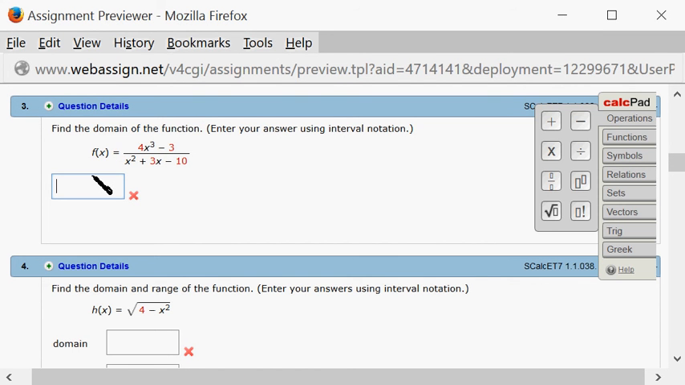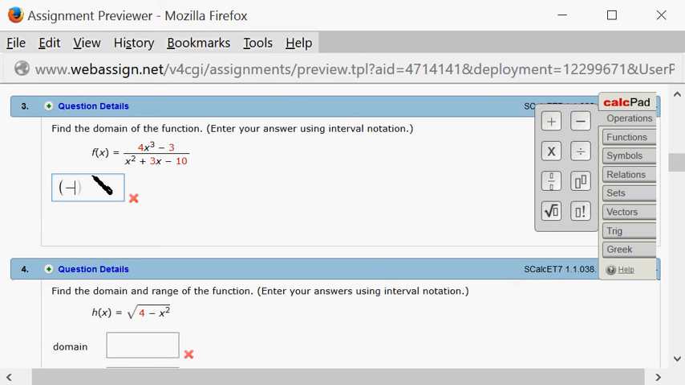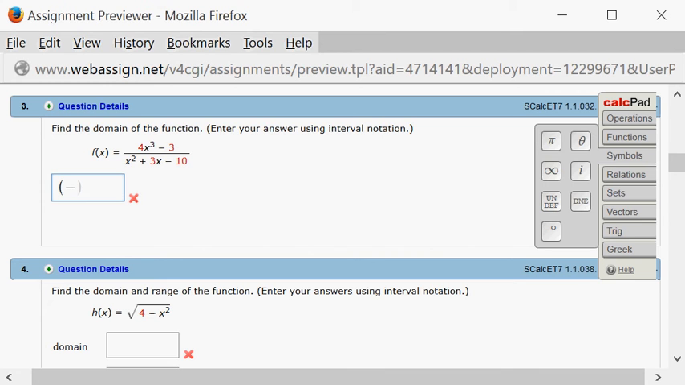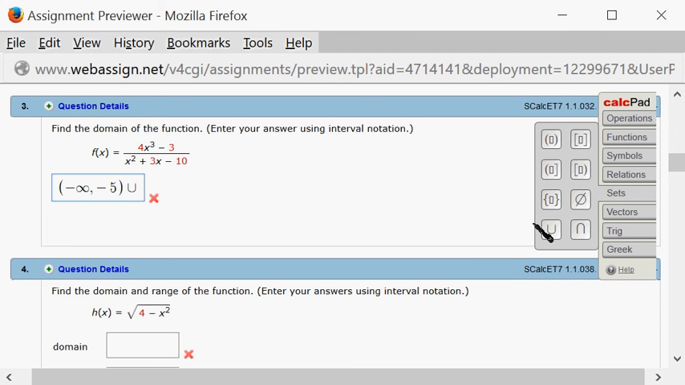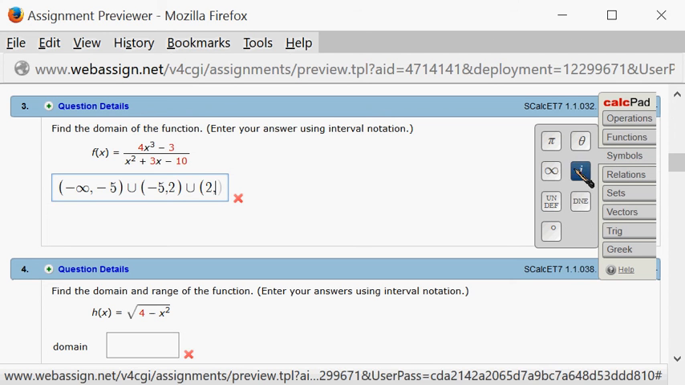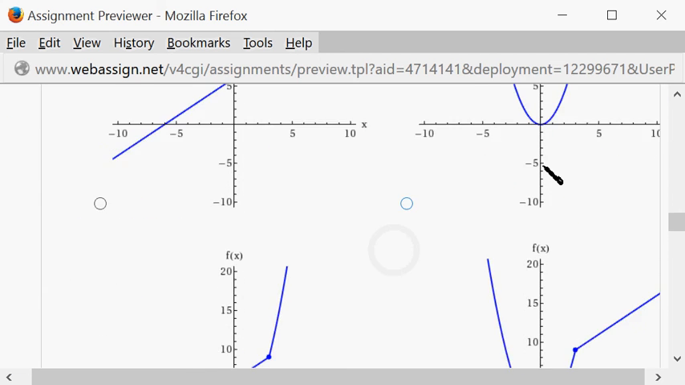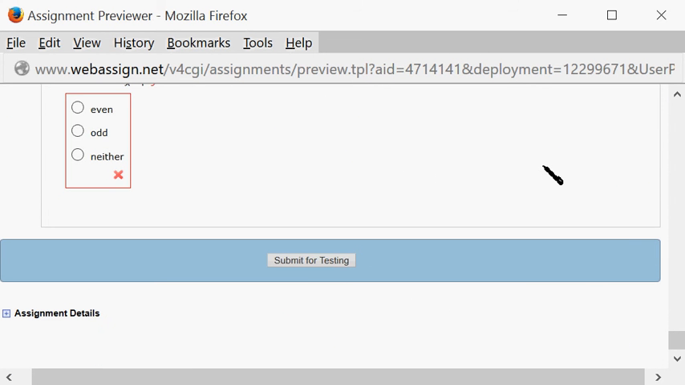So the interval is going to be negative infinity, oops, sorry, negative infinity to negative 5. Then union, I think it's going to be a set union, negative 5 to positive 2, and take the union again to positive infinity. So symbolize that. All right, let's go down and check. Submit for testing.